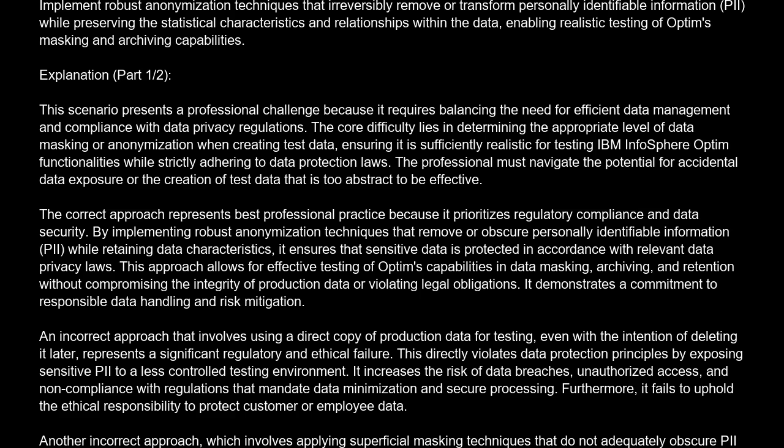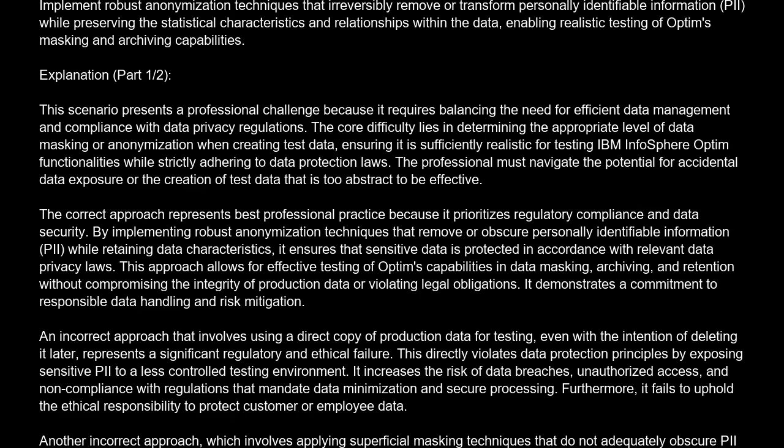The professional must navigate the potential for accidental data exposure or the creation of test data that is too abstract to be effective. The correct approach represents best professional practice because it prioritizes regulatory compliance and data security by implementing robust anonymization techniques that remove or obscure personally identifiable information, PII, while retaining data characteristics. It ensures that sensitive data is protected in accordance with relevant data privacy laws.